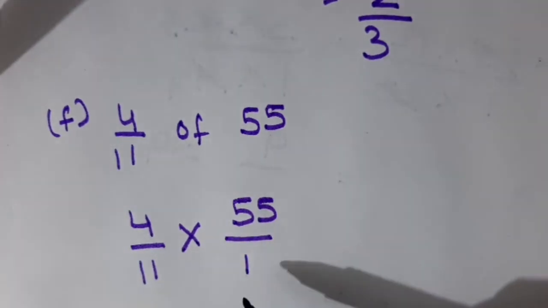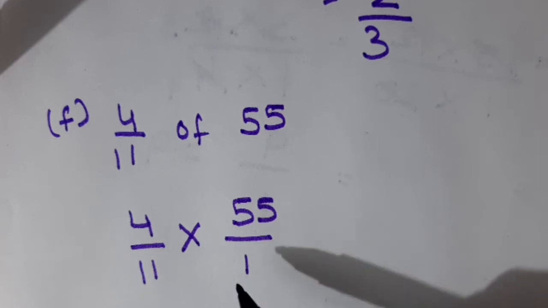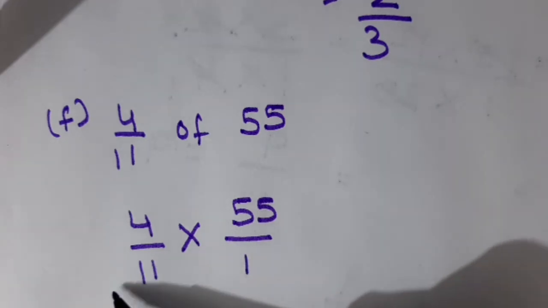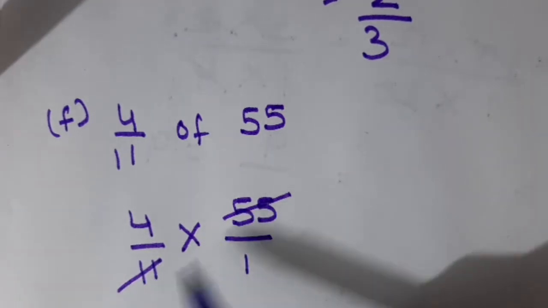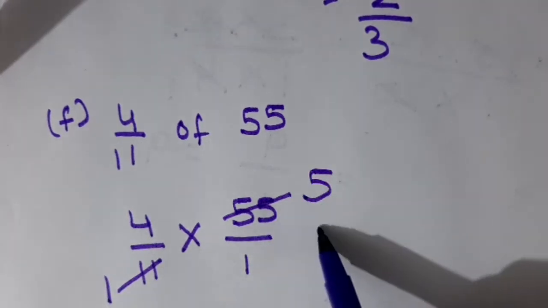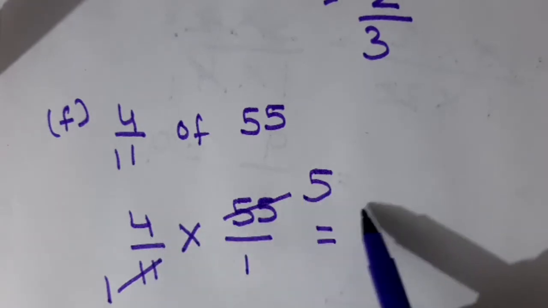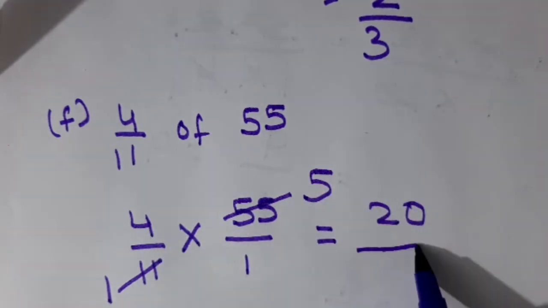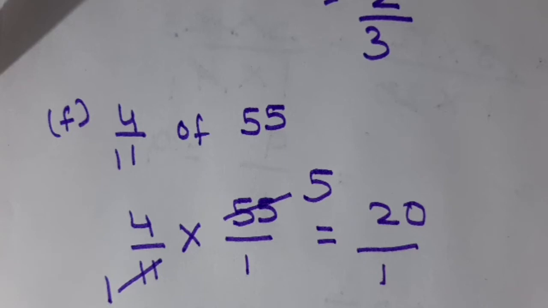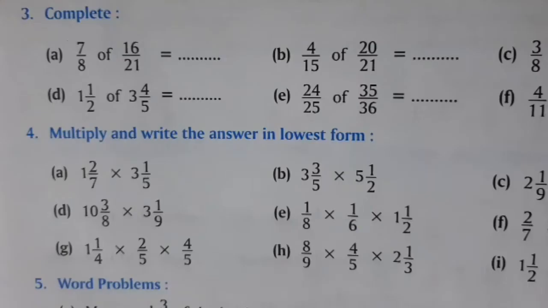55 is a whole number. I am changing it into a fraction by putting the denominator as 1. Now I will cancel these two as both the numbers are divisible by 11. Here 11 ones are 11, 11 fives are 55. 4 fives are 20, 1 ones are 1. So my answer is 20.